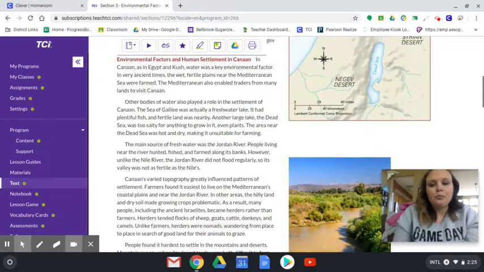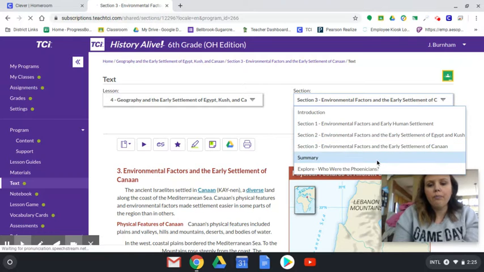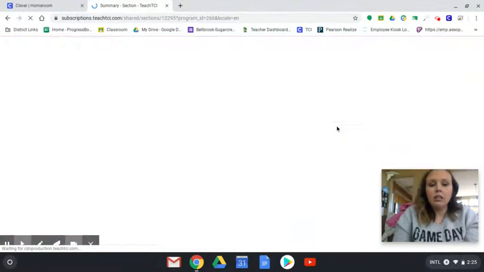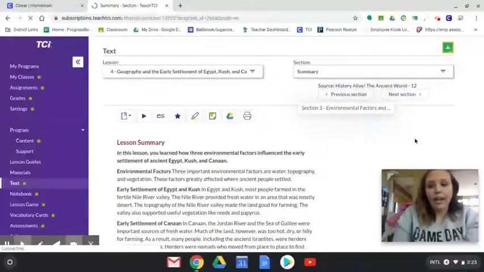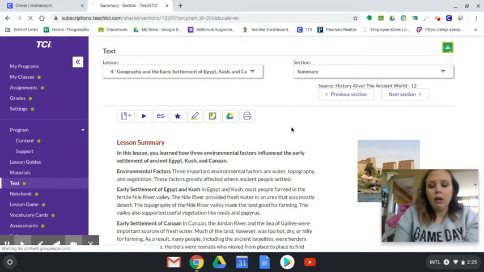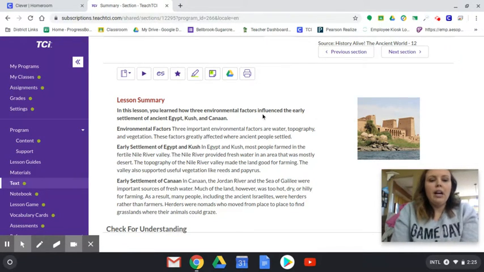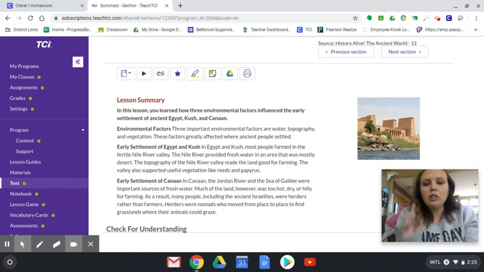If you read section four, it's a summary of the lesson. I like it because it gives you a brief synopsis of the whole lesson. It talks about the three environmental factors: water, topography, and vegetation. It talks about the early settlement of Egypt and Kush.